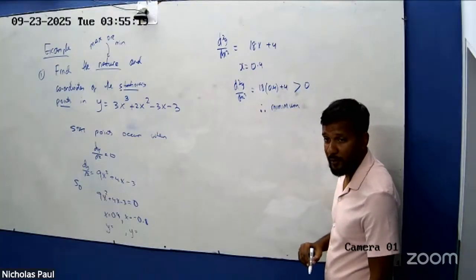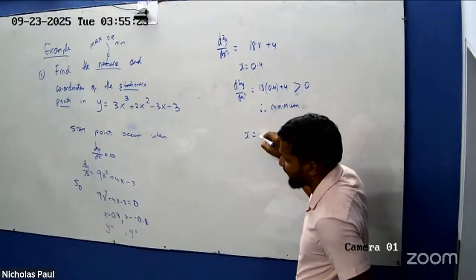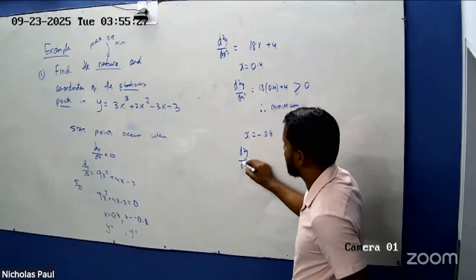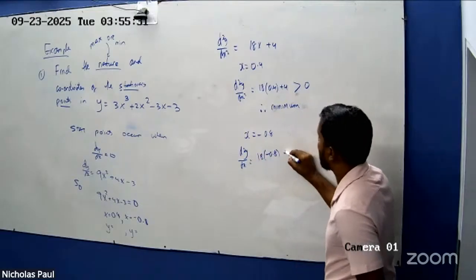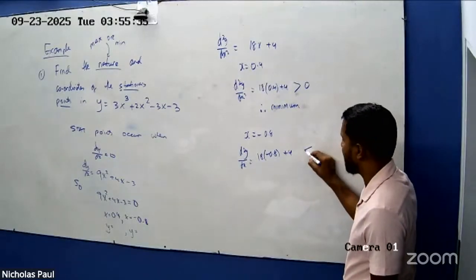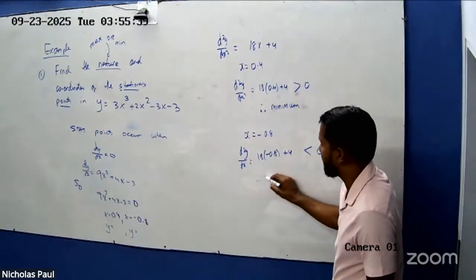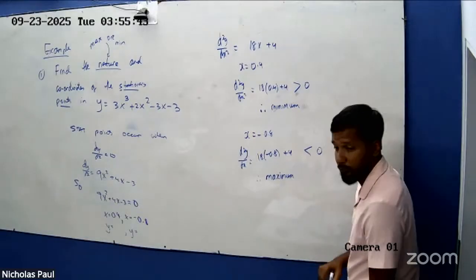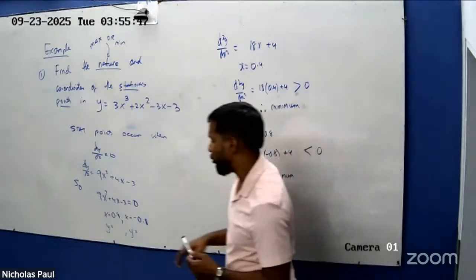You okay with that? Then we do the same thing again. When x is minus 0.8, we have d2y/dx squared is 18 by minus 0.8 plus 4. Work it out, and you'll get something less than 0. Therefore, it's a maximum. That's all. Right? All you're missing is to find the y value.